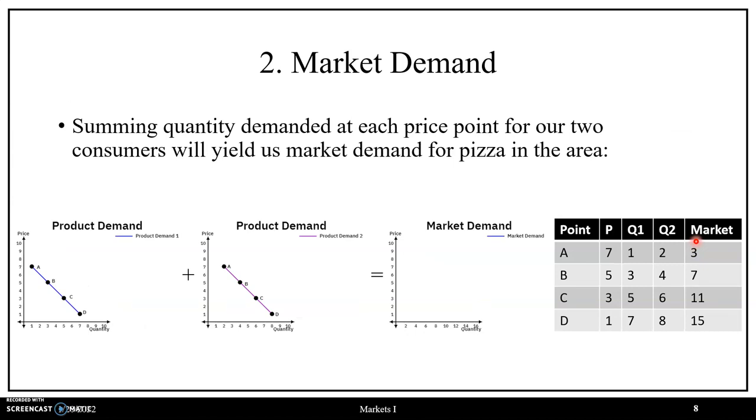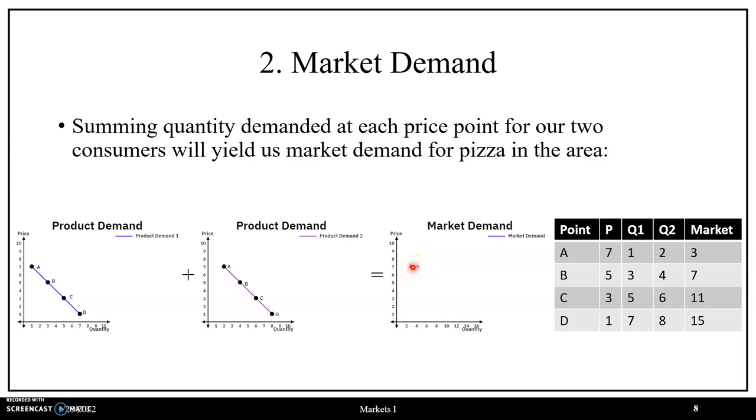Now, turning our attention back to market demand, in order to generate market demand, this will require summing quantity demanded at each price point for our two consumers in the market, and this will generate market demand for pizza in the area. So what this means is we're going to take each price point for product demand 1 and product demand 2, and for a given price point, that'll generate quantity demanded for the overall market. So starting with point A, at a price point of $7, consumer 1 is willing and able to purchase 1 pizza slice, while consumer 2, 2 pizza slices. Therefore, market demand for pizza slices at a price point of 7 will be 3, generating us point A on our market demand curve.